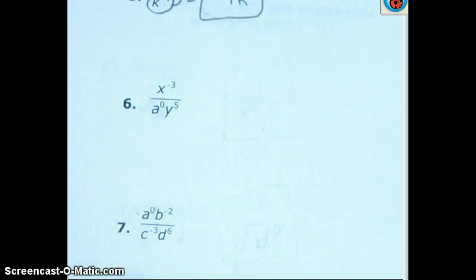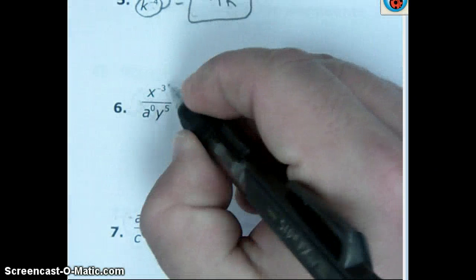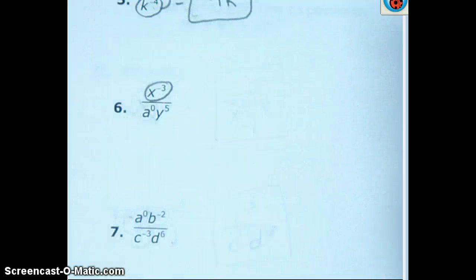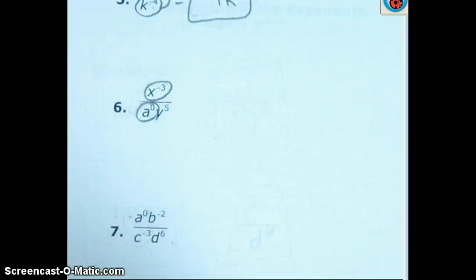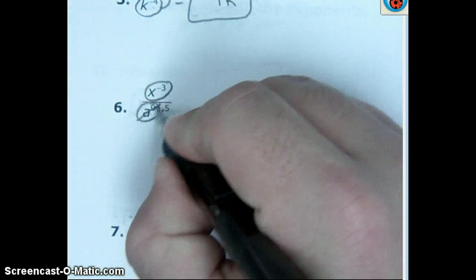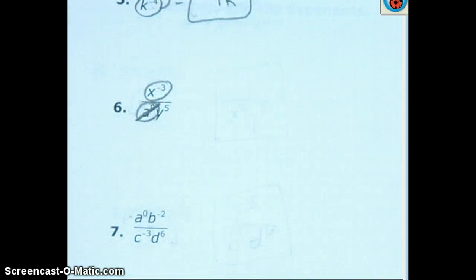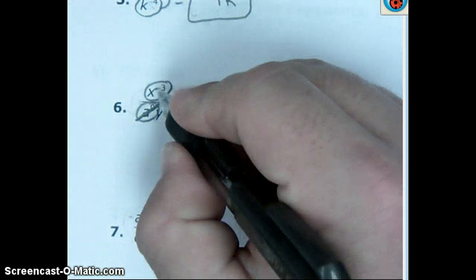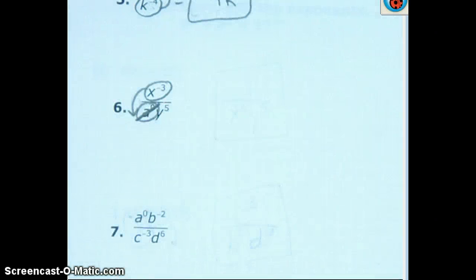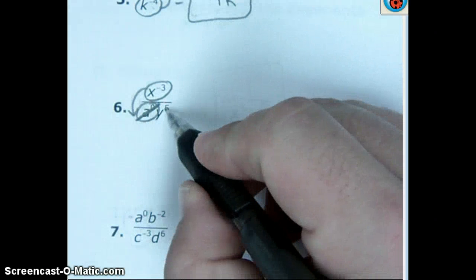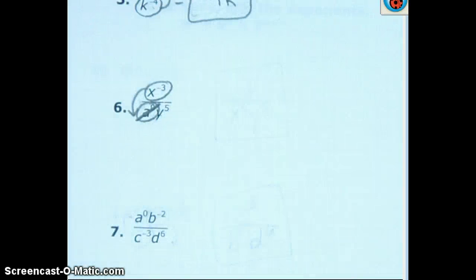Now check out number 6. I see some bad kids. I'm going to circle them. And I see a 0 exponent. Remember, 0 exponents can reduce out. Basically, they just cancel away. They reduce to 1. And bad kids, negative exponents, you got to move. Now, you might be saying, hey, what about y to the 5th power? Is he a bad kid? No. He's a positive 5 exponent. He can stay where he is. He can stay in the basement.